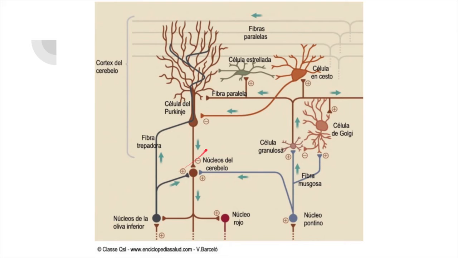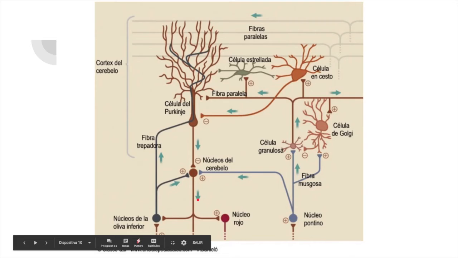This inhibitory signal modulates the signals that come from the brain to do a certain movement. So the inhibition is what makes it possible for movements to be finer and more specific.